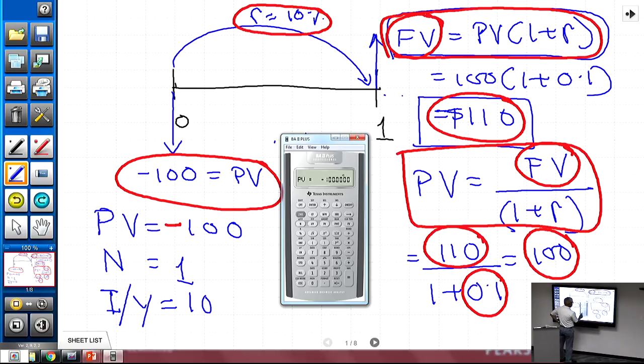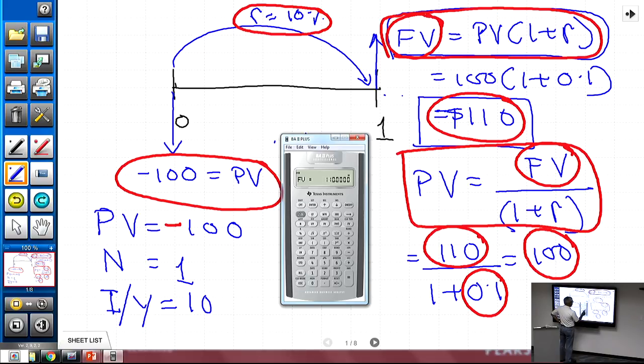Then I'm going to enter N as 1, so 1 and then N, and then 10 as my I/Y. And I'm going to compute. CPT is the compute key, top row left-hand corner, and I'm computing future value. So compute FV, and you can see it comes out as 110. Now if I want to repeat this for another problem, I will do second CLR WORK.